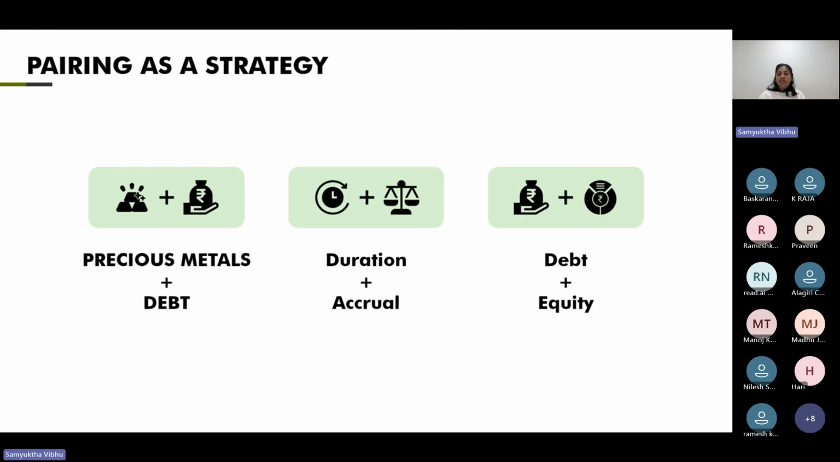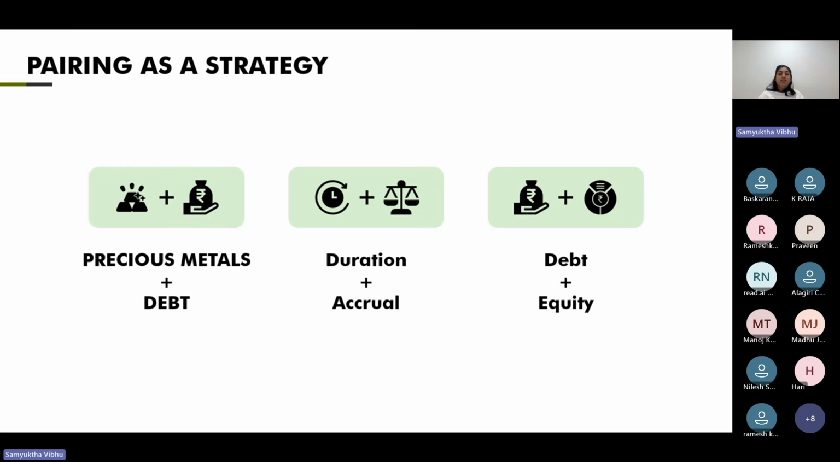A slightly more aggressive investor can look at pairing debt with equity. This again is something that we have done for a lot of investors in the M2W program, where we've added debt as a layer to the overall portfolio, ideally to give you some more stability as well as a different driver of returns. So this is a way that we need to look at portfolios.